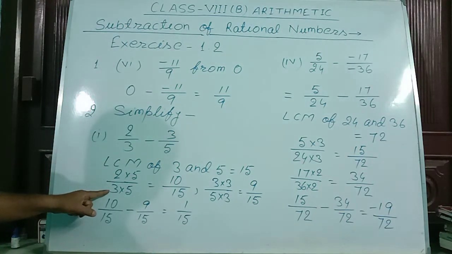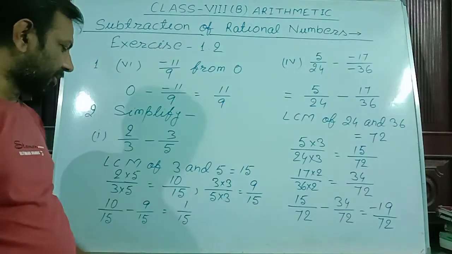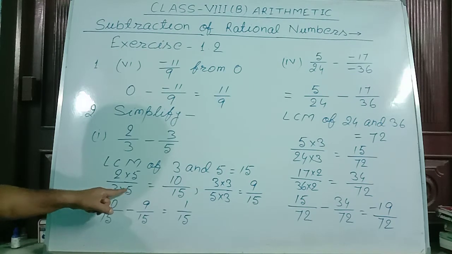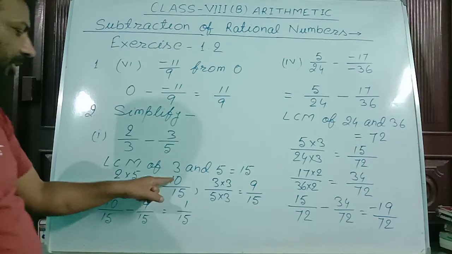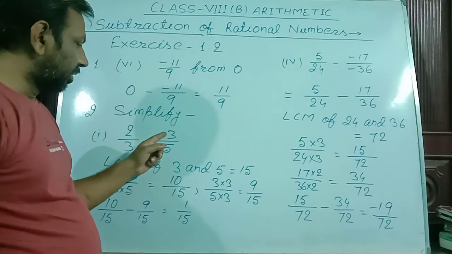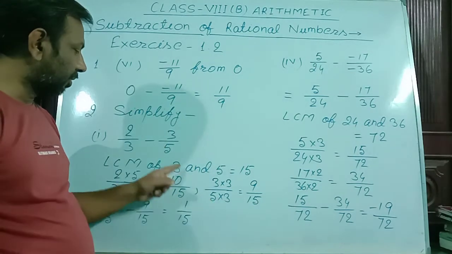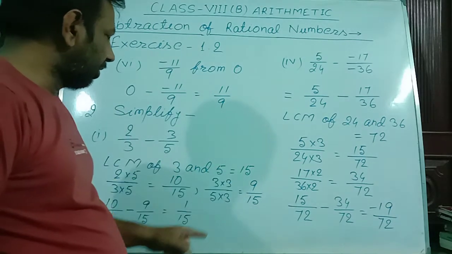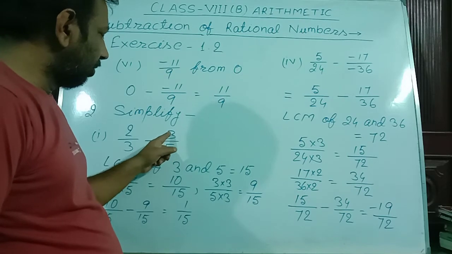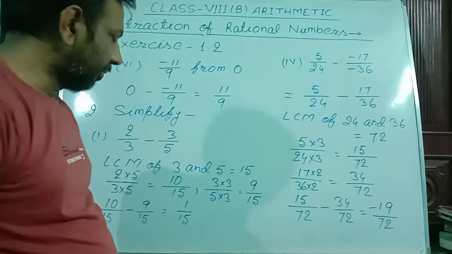Now I decided by which number we will multiply the denominator so that we can get this 15. That number is 5. Since we are multiplying denominator by 5, we will multiply numerator also by 5. In this way 2 into 5 by 3 into 5 will become 10 by 15. Similarly, second rational number is 3 by 5. I wrote here 3 by 5 and decided by which number we will multiply denominator so it will be equal to 15. So that is 3. So I multiplied numerator and denominator by 3 and I got 3 into 3 by 5 into 3, that is equal to 9 by 15.